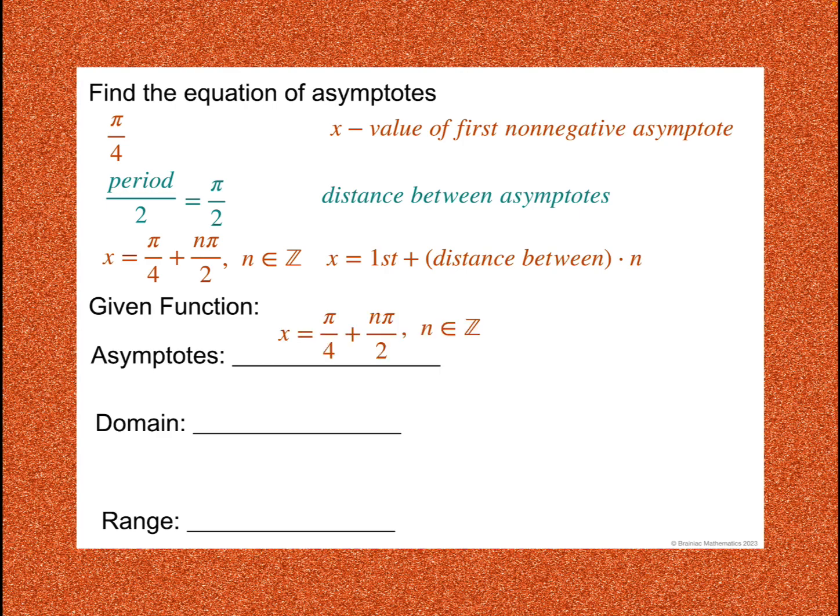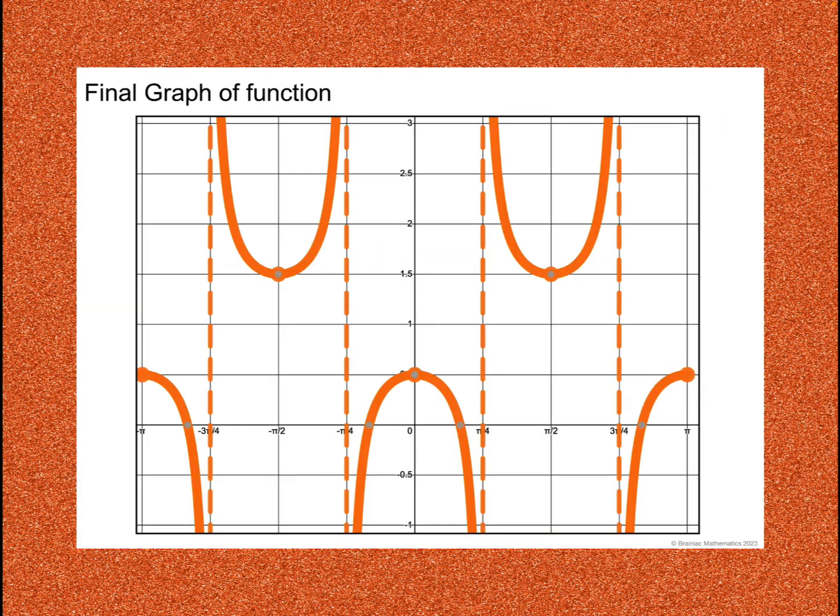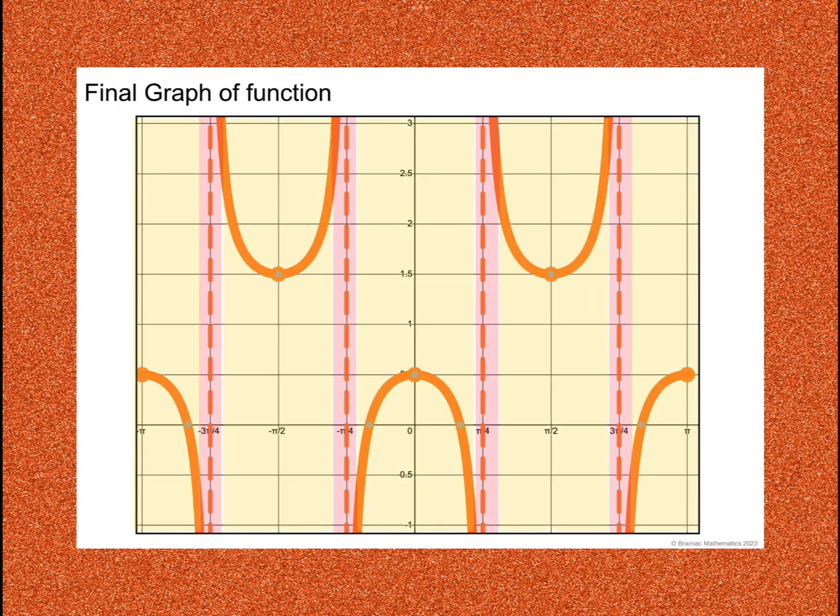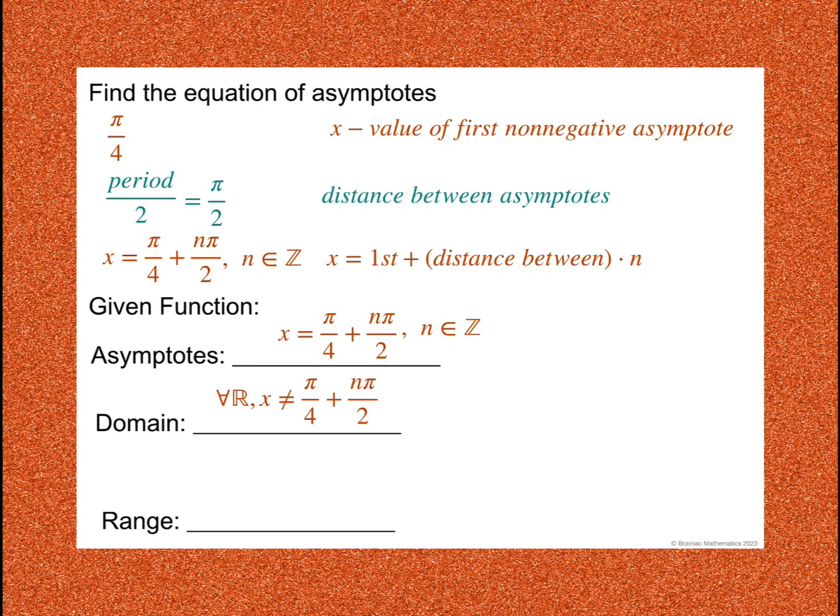Last but not least, we need to figure out our domain and range. To find the domain, we look back at our graph. And remember, the domain will be all real numbers except for everywhere we have our vertical asymptotes. So it's all numbers except those vertical asymptotes. To write that out, we would say all real numbers where x is not equal to pi over 4 plus n pi over 2.